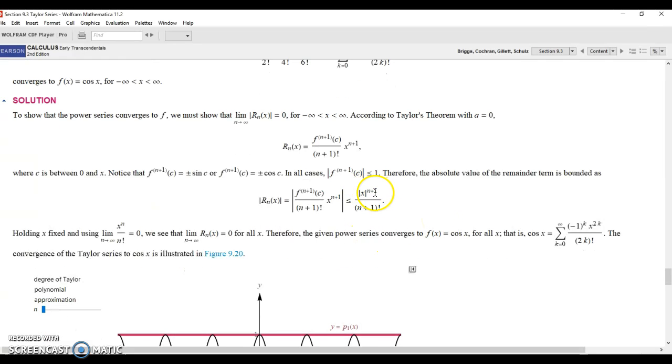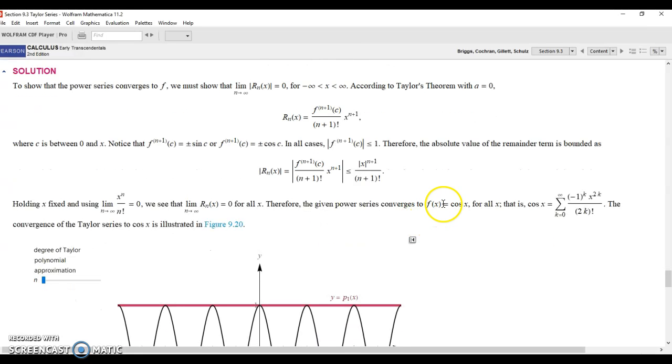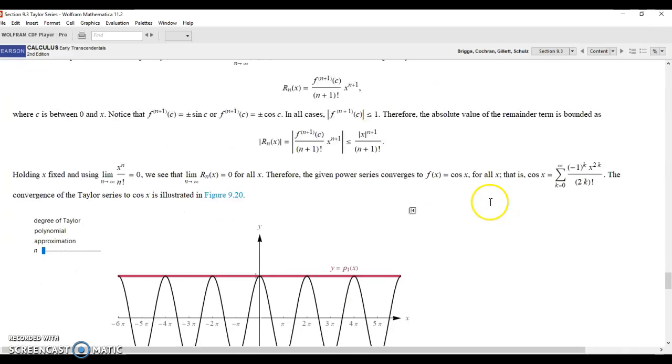Well, if you hold x fixed, again similar to the last time, n factorial goes faster than x to the n, so this goes to 0. So our power series converges to cosine of x for all x.